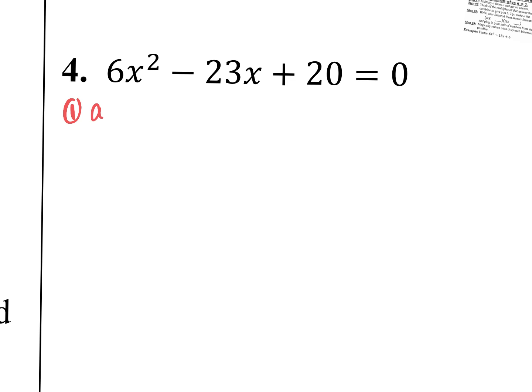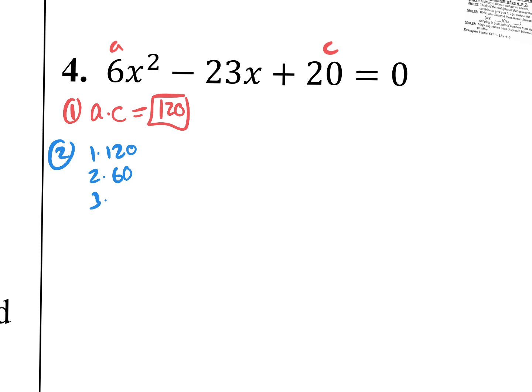Step 1, multiply A times C. A times C is 120. All right. Ugly. Step 2, let's think of all the multiples of 120. 1 times 120. 2 times 60. 3 times 40. 4 times 30. 5 times, dang, 5 times what? 5 times 24. And you could use a calculator, right? You could go 120 divided by 5, you'll get the answer 24. 6 times, this is ugly, 20.